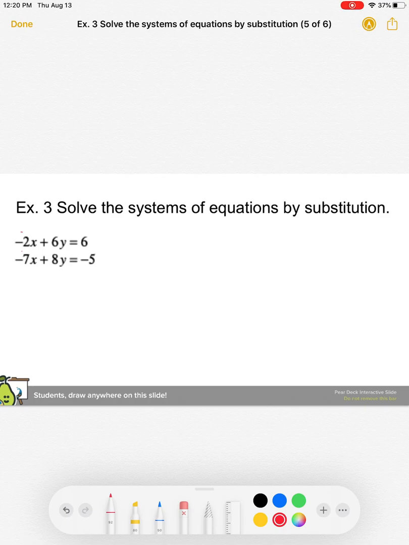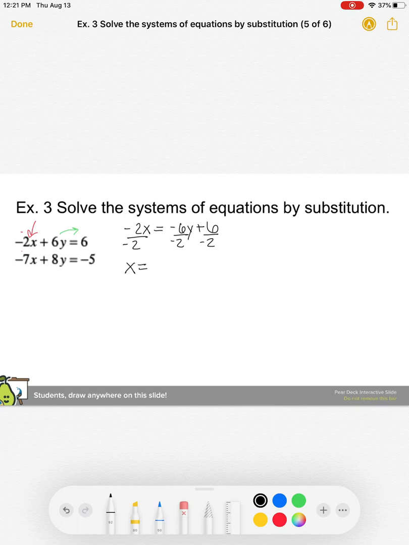Same thing on the bottom equation here. If I divide them all by negative 7 to get x by itself, we come out to some nasty fractions. So I think the one I'm going to choose is this x up here. So to get that x by itself, I'm going to move the 6y to the other side. So my equation would look like negative 2x would equal negative 6y plus 6, but I still have to get rid of that negative 2, so I'm going to divide everything by negative 2.